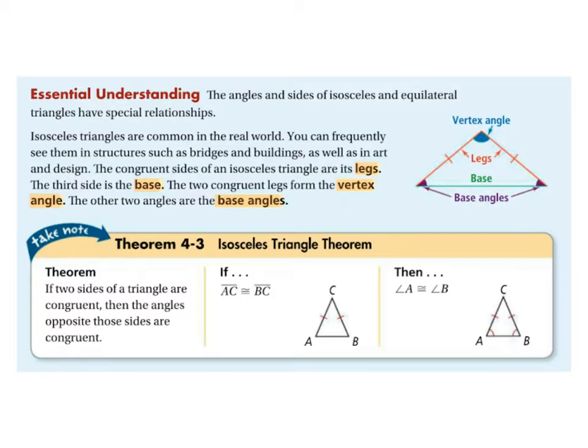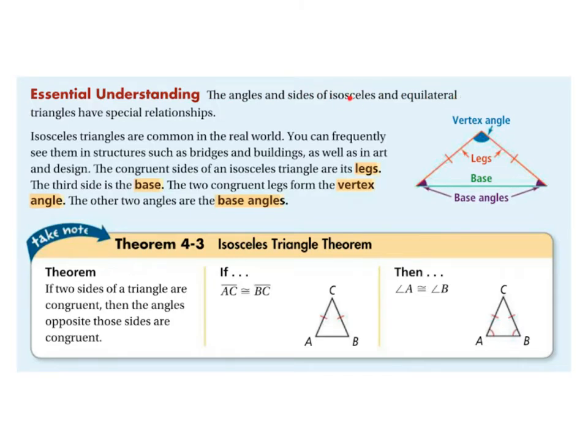What we're talking about today is isosceles triangles and equilateral triangles, and they have some very specific features that are helpful and allow you to know a lot of cool stuff. It's really helpful if you know a triangle is isosceles or equilateral, because it gives you a lot of information. So, here's what we're looking at. It says the angles and sides of isosceles and equilateral triangles have a special relationship.